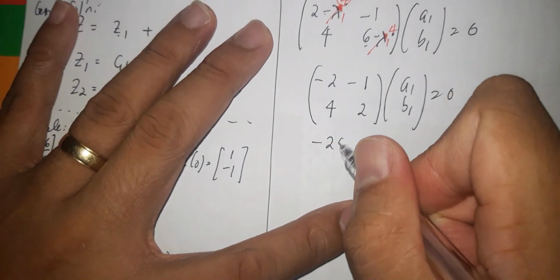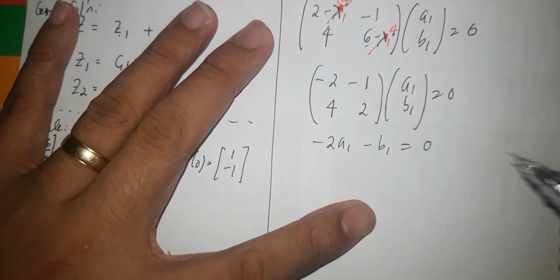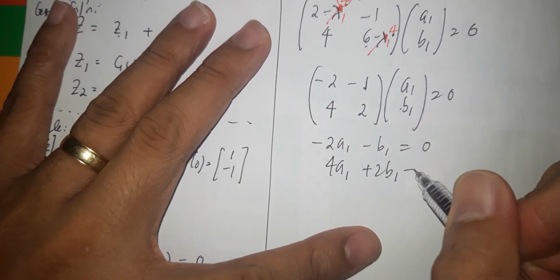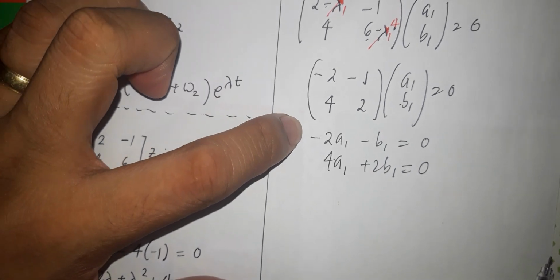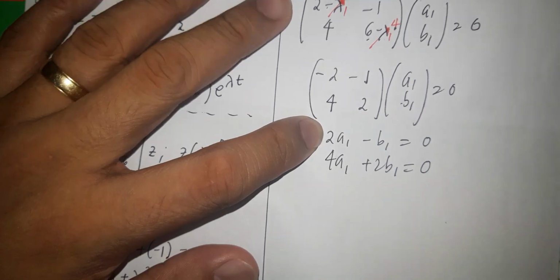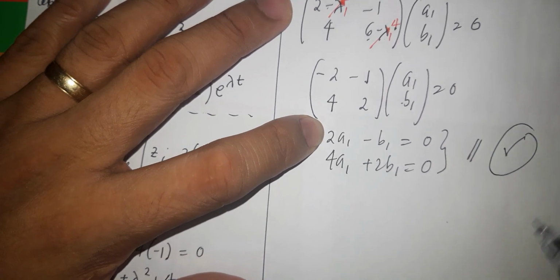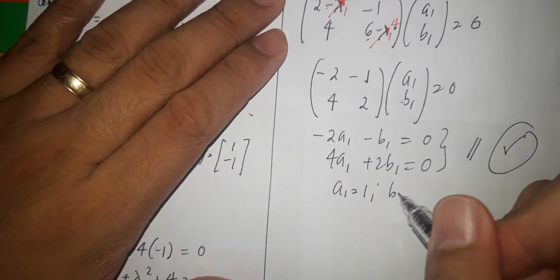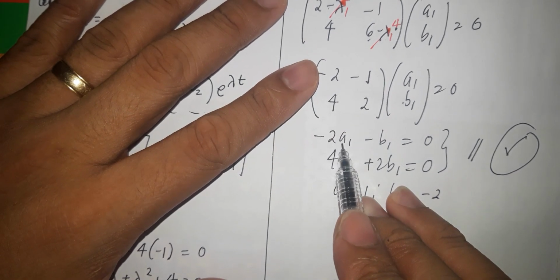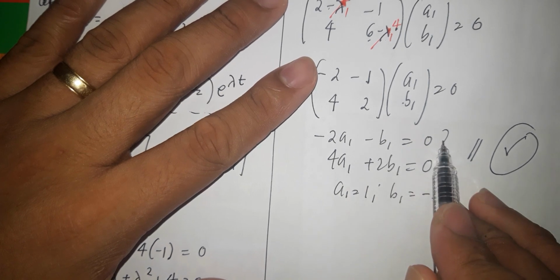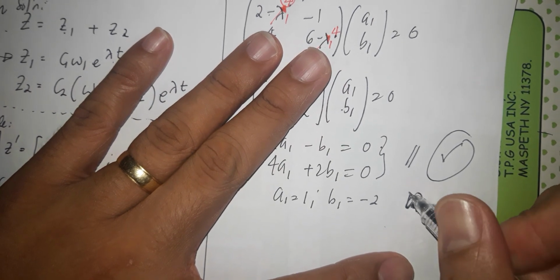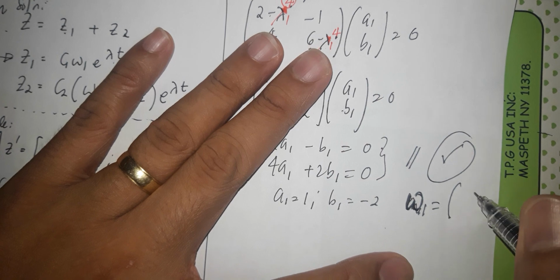Then we multiply again. Negative 2a1 minus b1 is equal to 0. Negative 2 times that, times that. So 4a1 plus 2b1 is equal to 0. If I divide this all by negative 2, that gives you 2a1 plus b1. Divide this by 2, 2a1 plus b1. So these are parallel, therefore we are on the right track. So if a1 is 1, then b1 is negative 2. Substitute 1, then transpose, b1 is equal to negative 2. Therefore, omega 1 is equal to 1, negative 2.